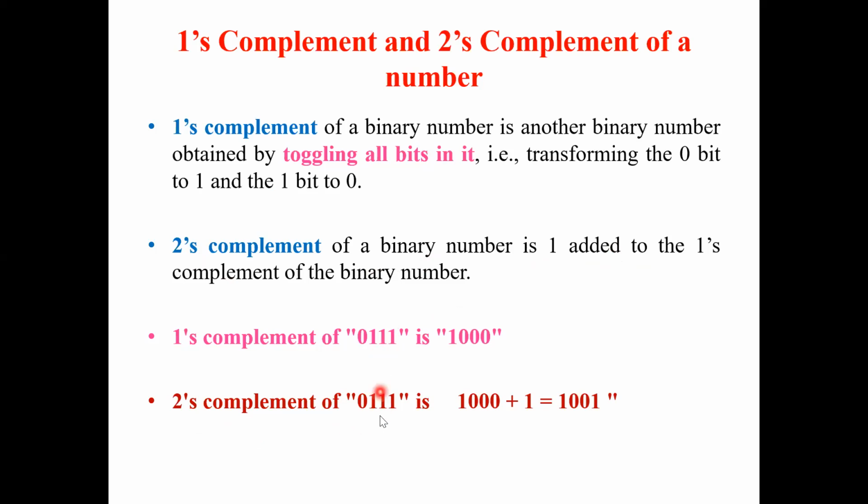So 2's complement of the same number. What I do is I find out 1's complement. This is already found out, plus 1. Plus 1 matlab the last bit is 1. So 0 plus 1 becomes 1 and the rest remains the same.